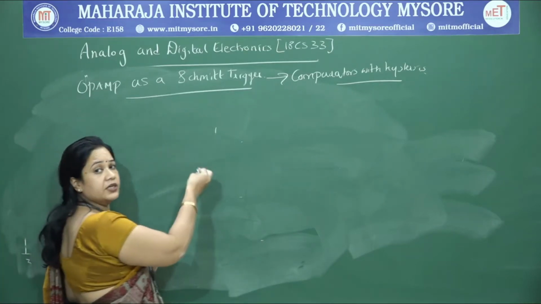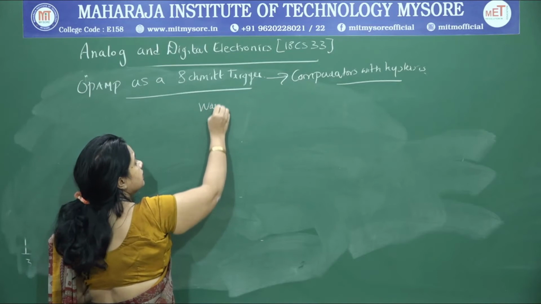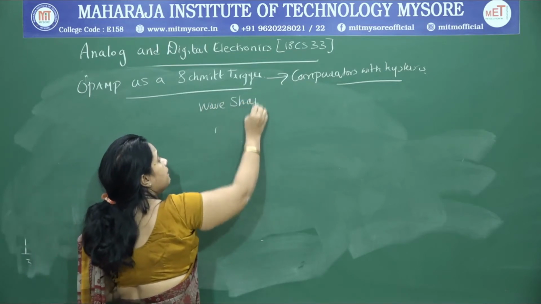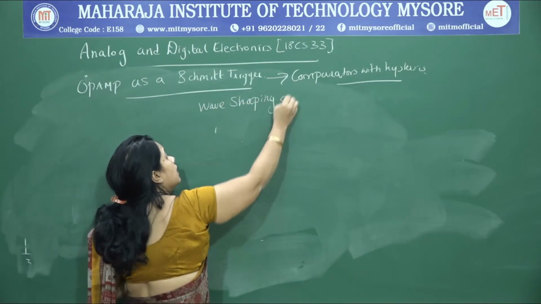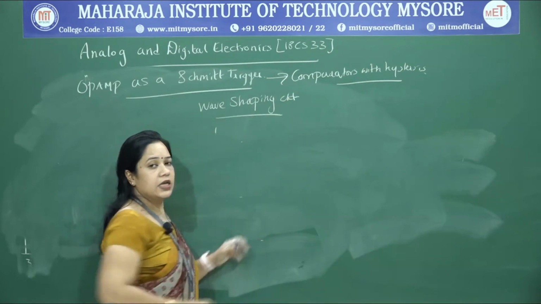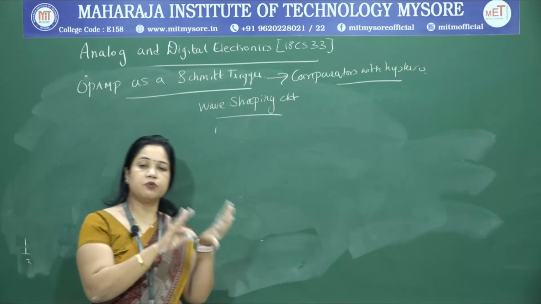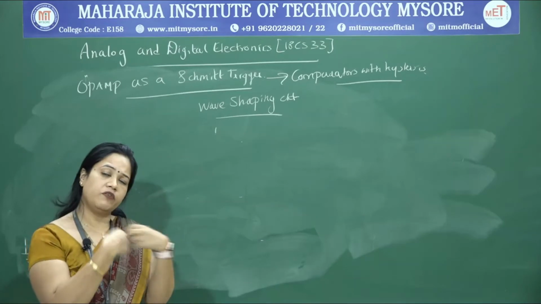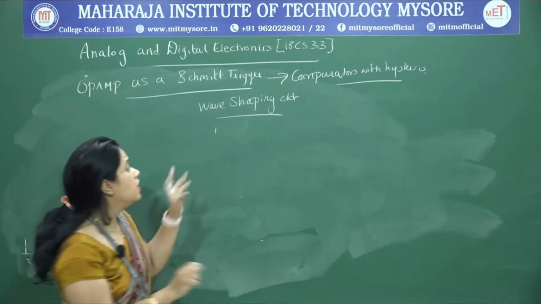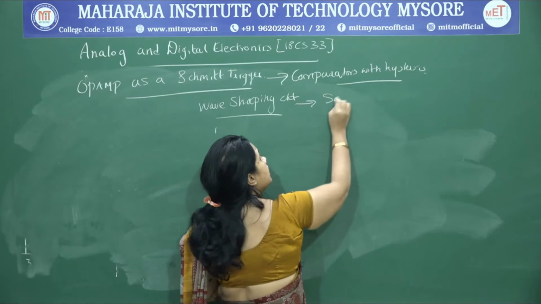I can call Schmitt triggers wave shaping circuits. So when I say wave shaping circuit, what I mean is, you give any irregularly shaped waveform, you give a sine wave or any waveform at the input, the output is going to be a square wave.